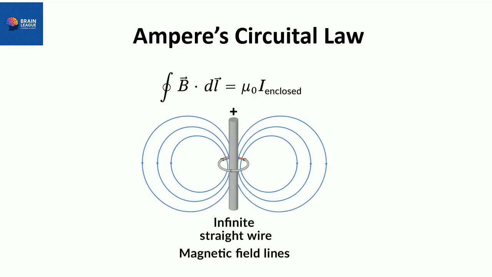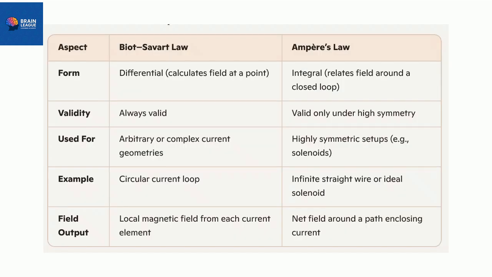Biot-Savart law gives the magnetic field produced by a tiny segment of a current-carrying conductor. Ampere's Circuital law tells us that the total magnetic field around a closed path is proportional to the total current passing through that path. Biot-Savart builds the field bit by bit, while Ampere's law works when symmetry fits.